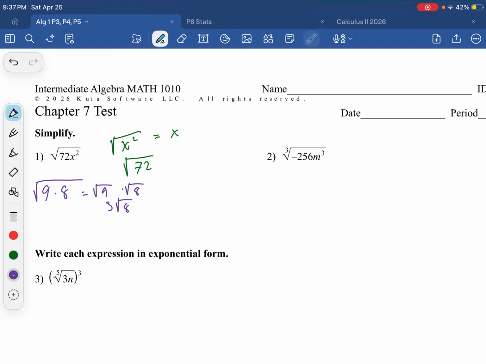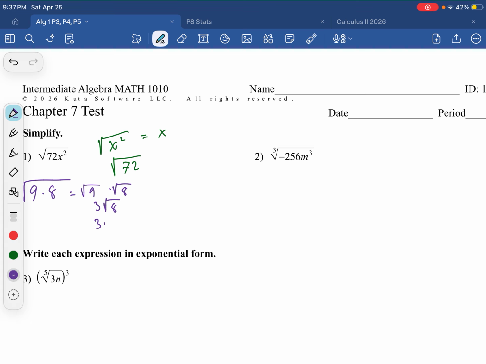But remember, if we can simplify, we should continue to simplify. So I can write this like 3 times the square root of 4 times the square root of 2. So 3 times 2 square root 2, or 6 square root 2. So altogether this looks like 6x square root 2. It doesn't matter if you knew right away that we could write 72 as 36 times 2, and then take the square roots, you'll also arrive at 6 square root 2.